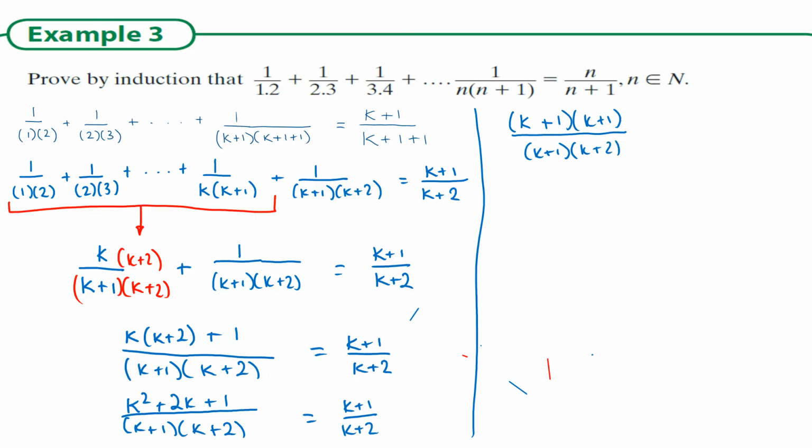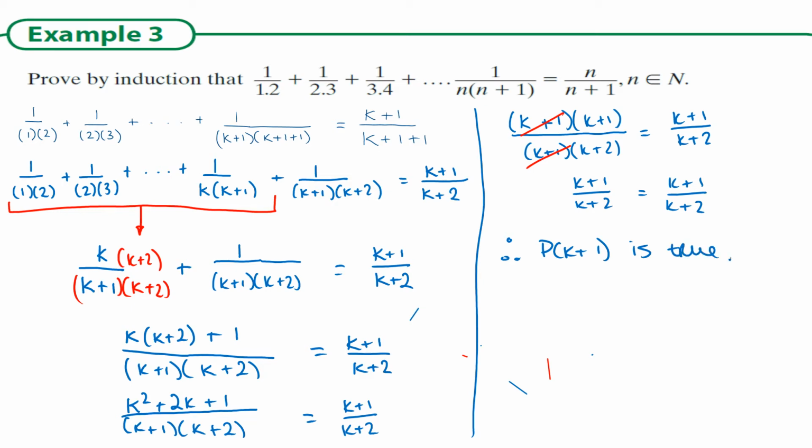But we end up with a little bit of cancelling that can happen because we have a common factor on the top and on the bottom. So that brings us down to k plus 1 over k plus 2 is equal to k plus 1 over k plus 2. So we've proved it. So therefore P(k plus 1) is true.